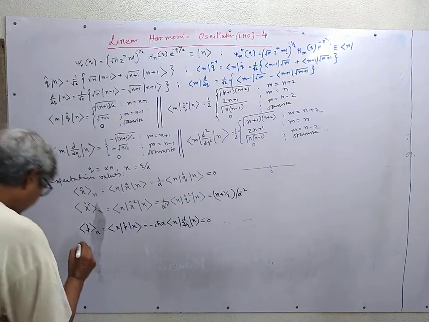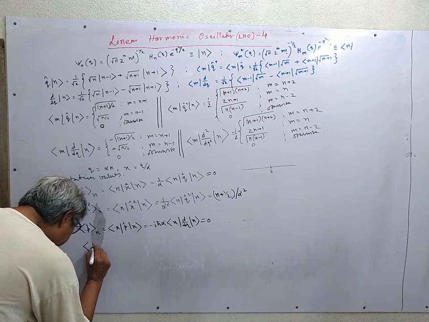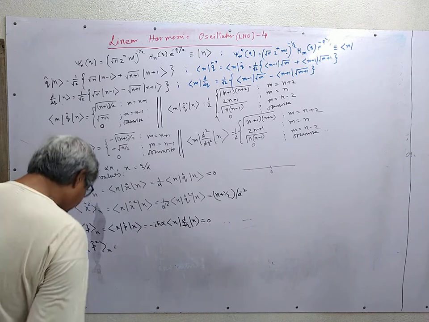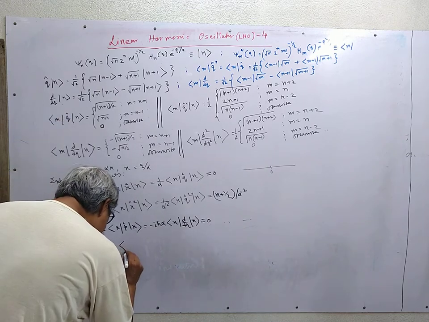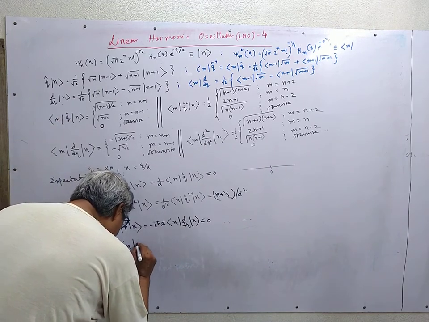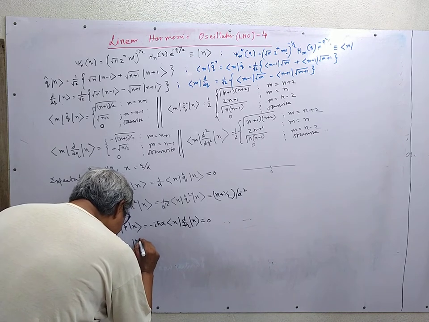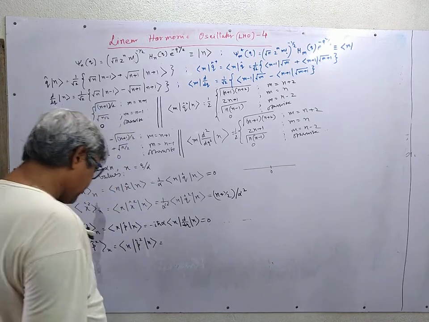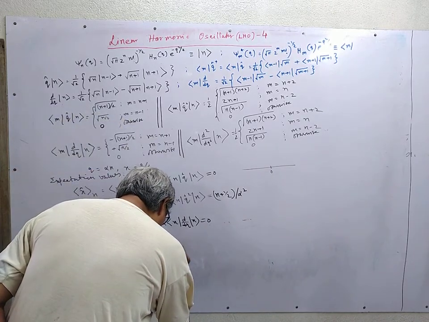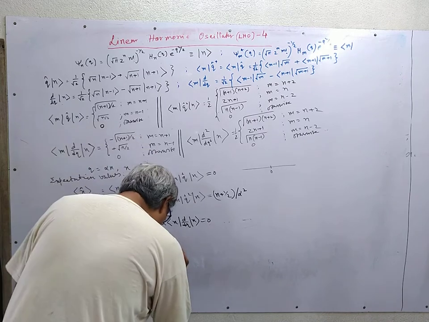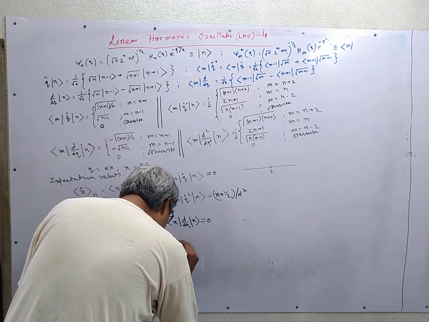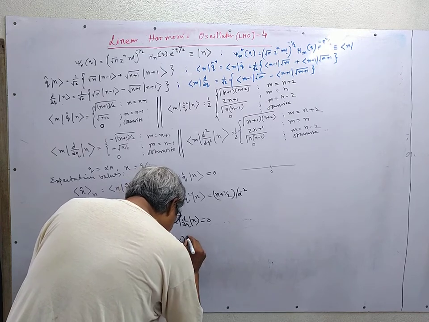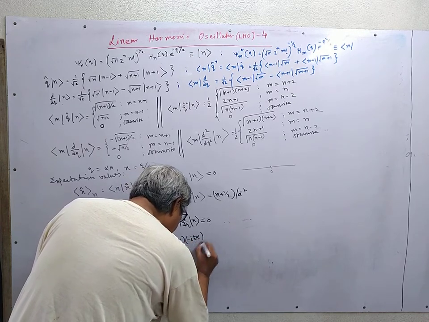And finally we calculate the expectation value of the P square operator in a state n. This is n P square operator n. So this is, from this state we will have plus i h cross alpha, and from the other it is minus i h cross alpha.